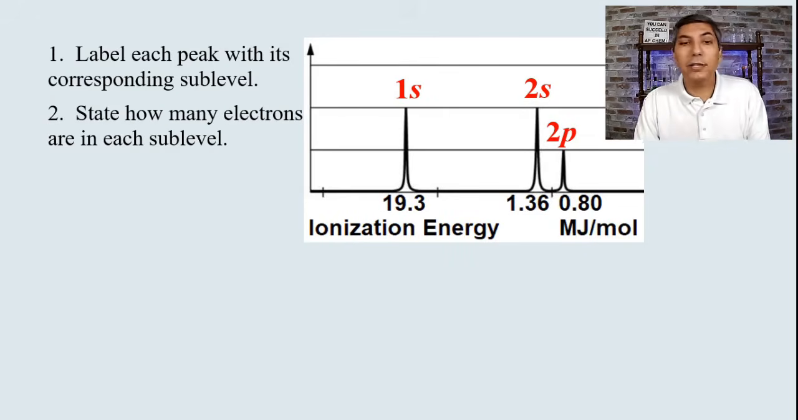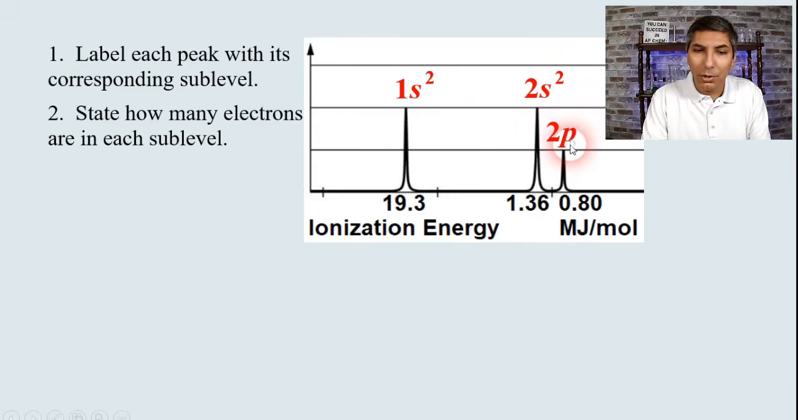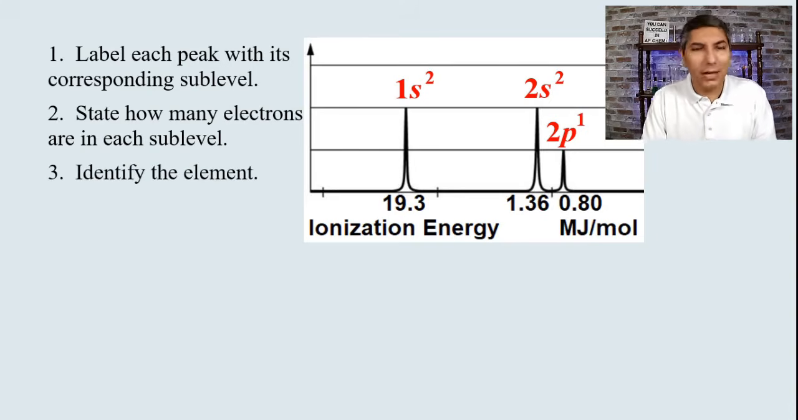State how many electrons are in each sublevel. Well, we know that 1s is 1s2, isn't it? And then the 2s peak is the same height, so it's also 2s2. This time, though, notice that the 2p peak is half as high as the s peak. So how many electrons would that one have? Well, half of 2, so it only has 1 electron. So that's 2p1.